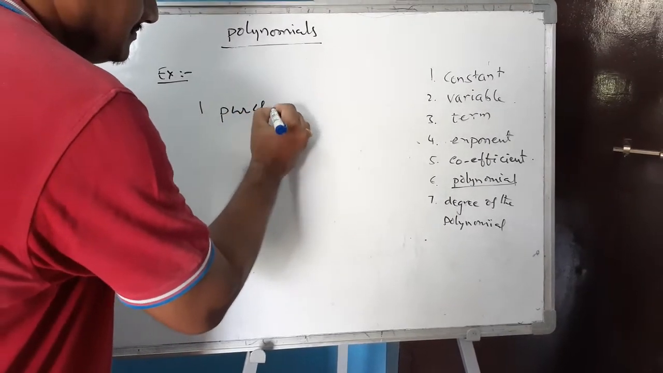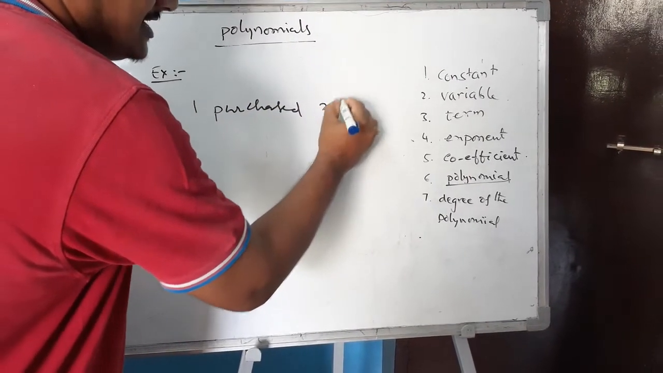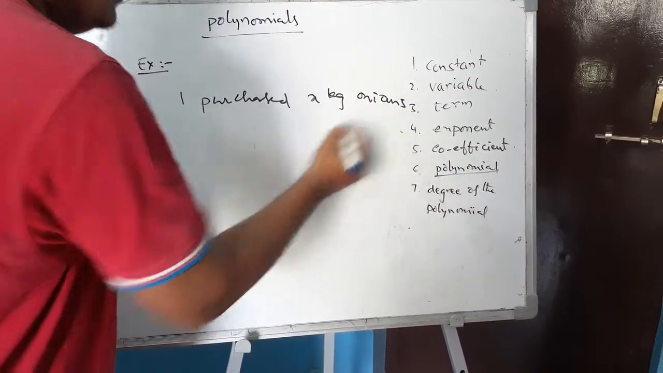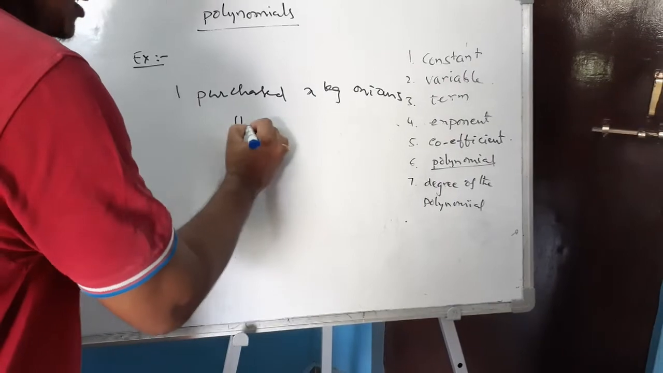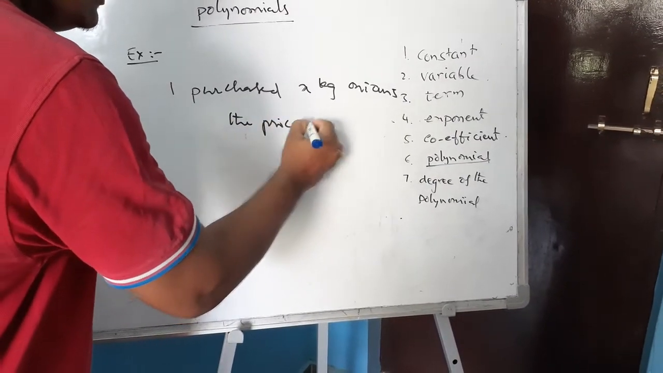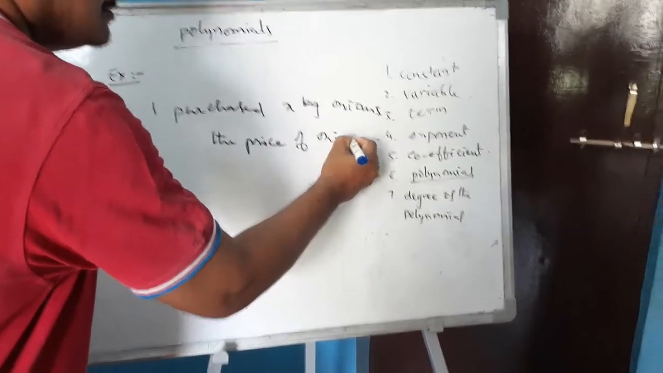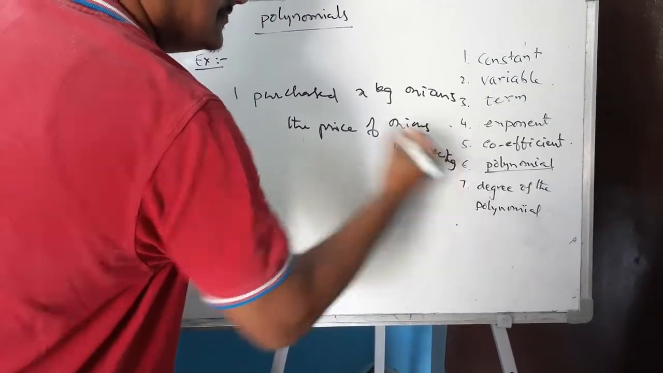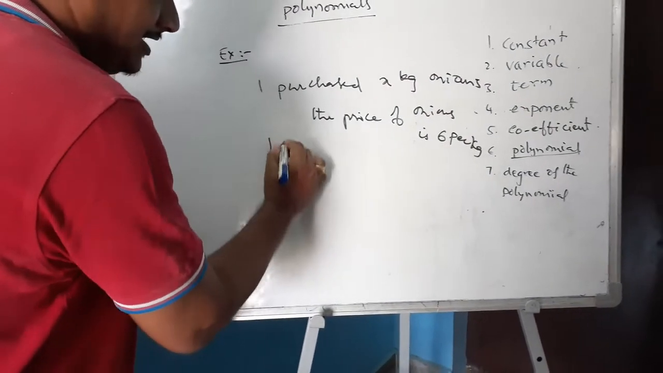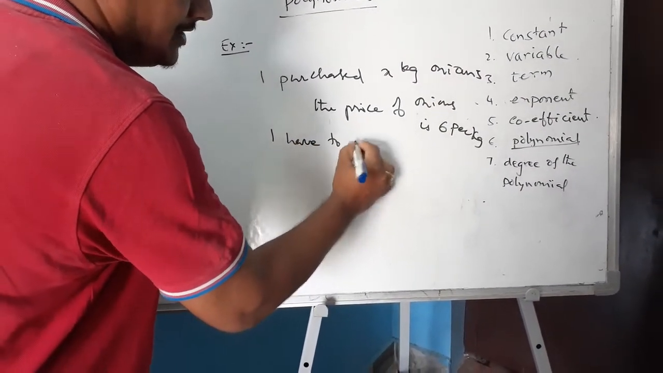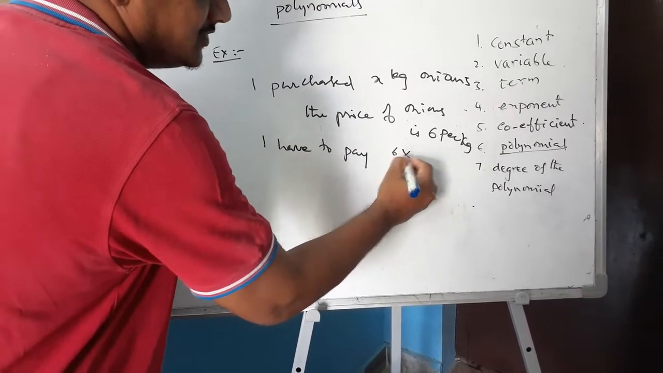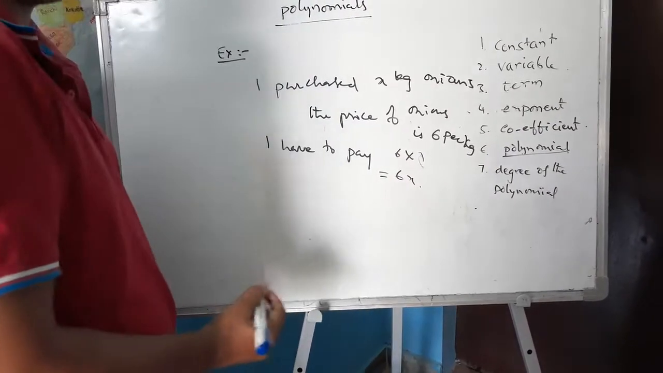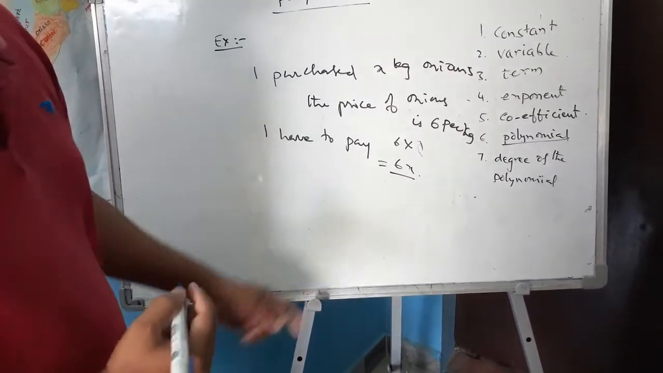Now I purchased x kgs of onions. The price of onion is 6 rupees per kg. So I have to pay 6 into x, that is 6x. This 6x is nothing but a term.